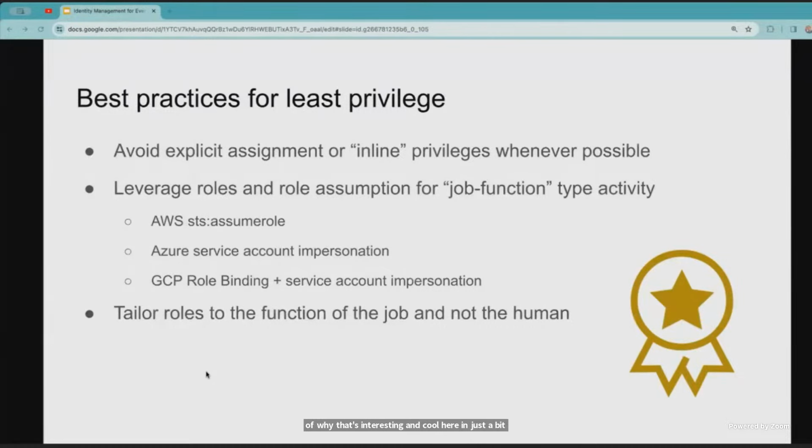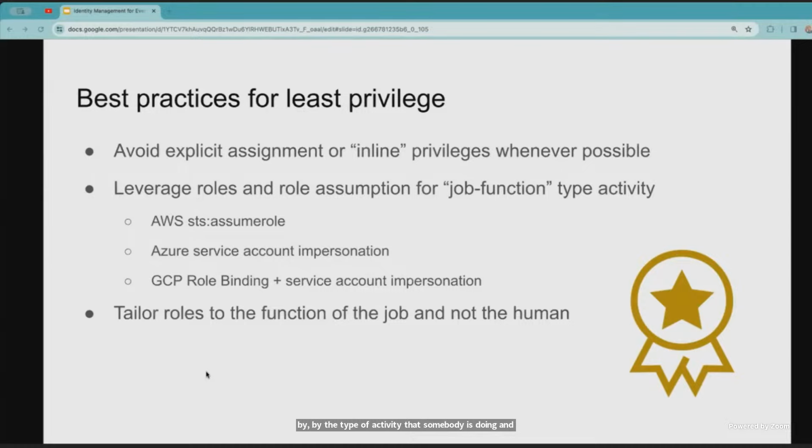So we're all trying to go for least privilege access, right? We're trying to get our roles scoped down as much as we can. So if somebody does steal a credential, they can't do a ton with that. So the way that we get there in every case is, again, avoiding that explicit assignment or inline privileges whenever possible, leveraging roles and role assumptions for job function by the type of activity that somebody is doing, and then forcing them to use those temporary credentials.